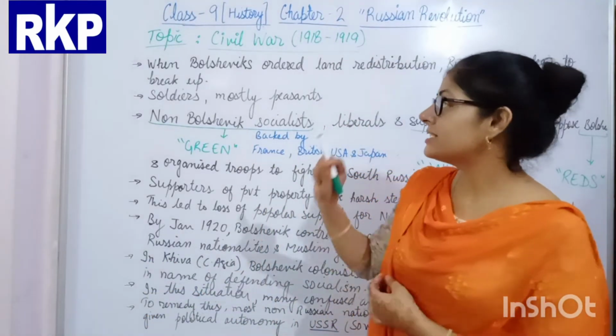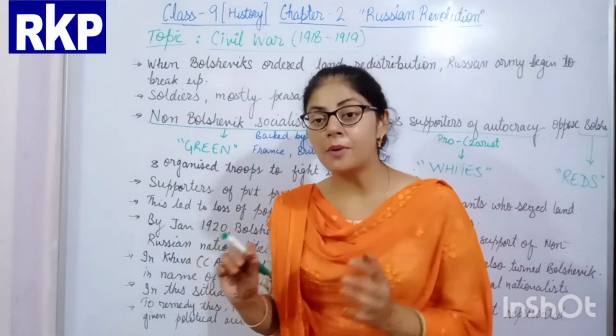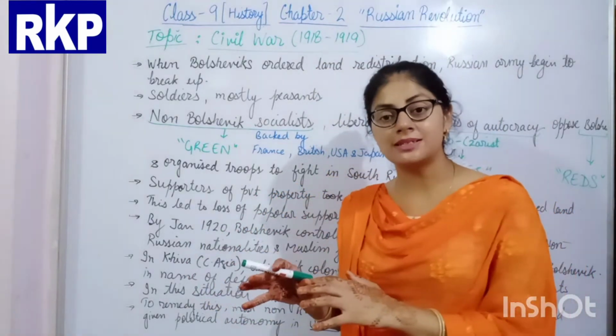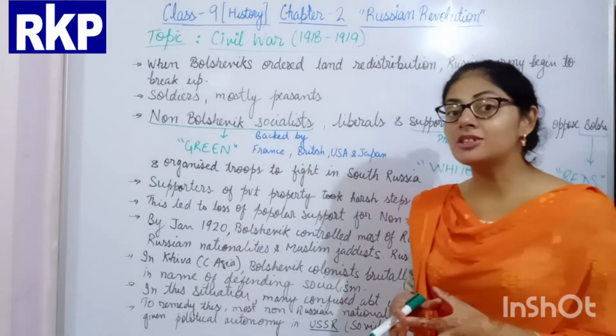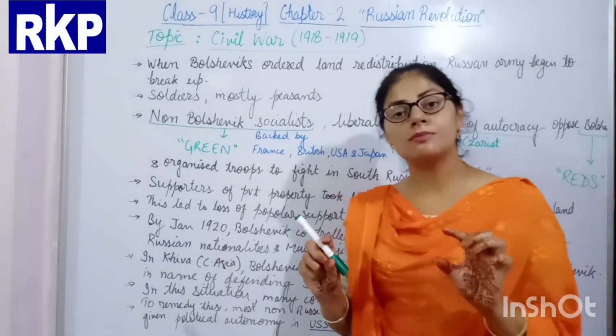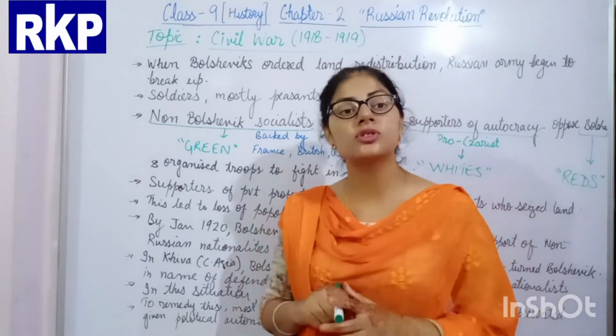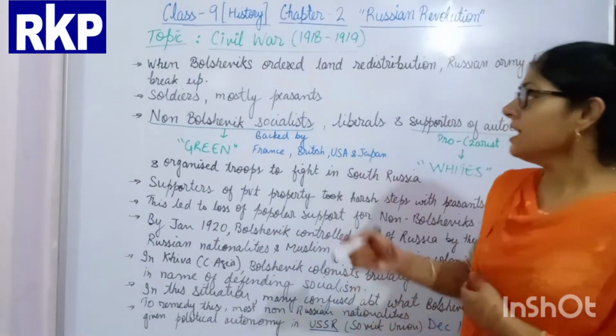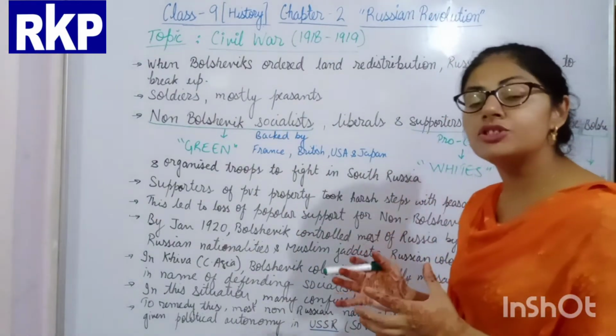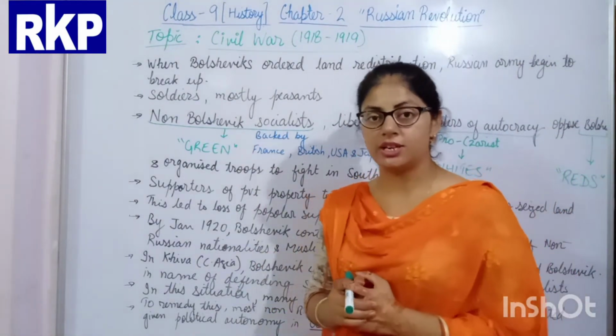So students, in this video we will discuss what circumstances were created in Russia after the implementation of Lenin's policy of redistribution of the land among the common people. This led to a condition of civil war in Russia.